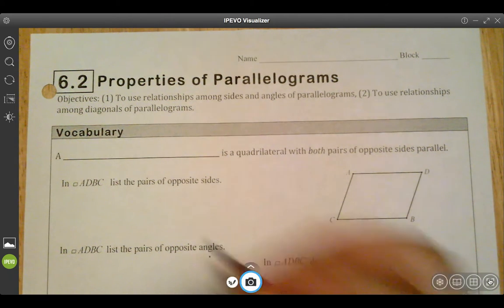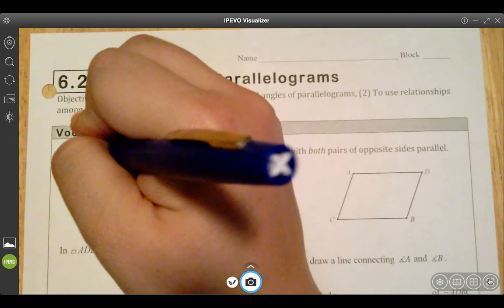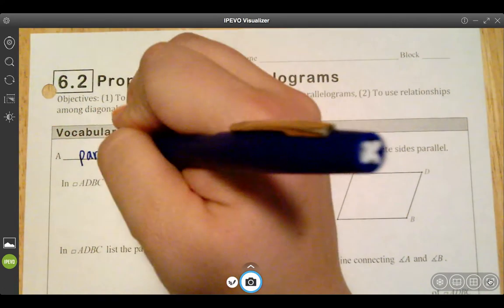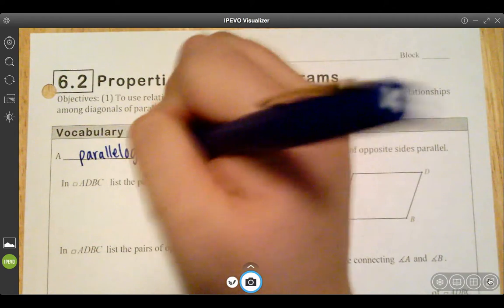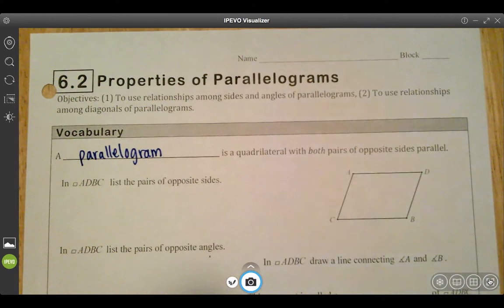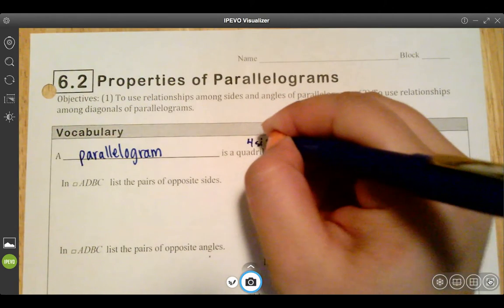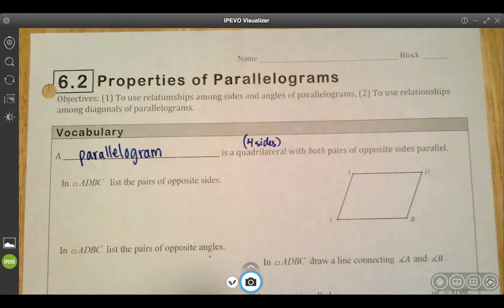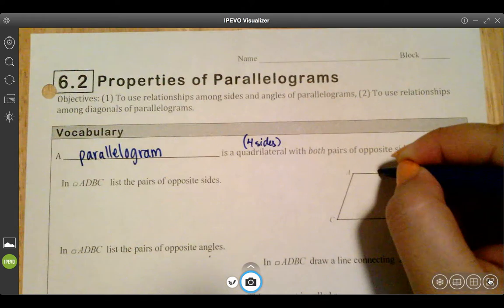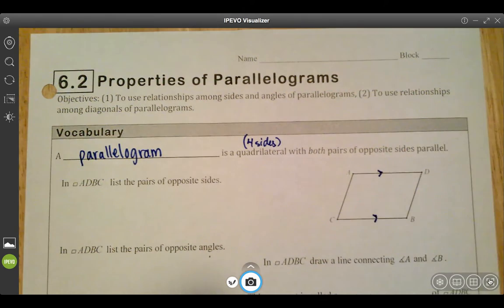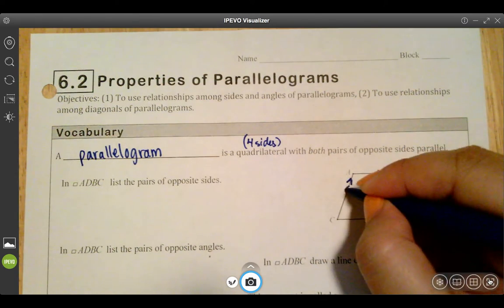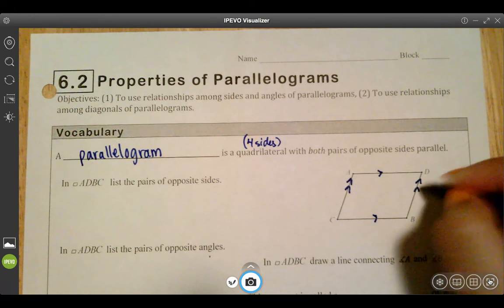So what is a parallelogram? A parallelogram is a quadrilateral, four sides, where both pairs of opposite sides are parallel. So that tells me that I have AD parallel to CB in this picture, but also that AC is parallel to DB.